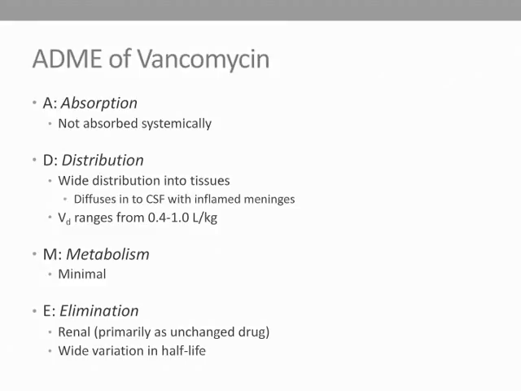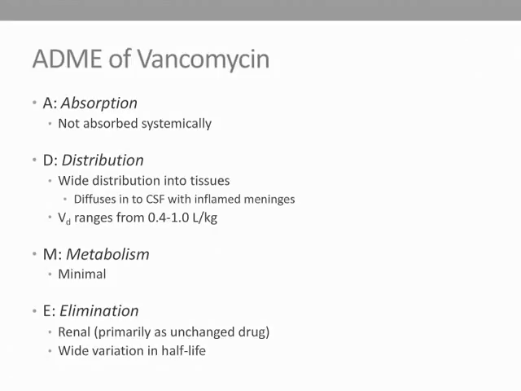Vancomycin is not systemically absorbed when given orally, so only the intravenous form may be used for systemic infections. This drug has a wide distribution into body tissues and can even enter the cerebrospinal fluid fairly well in the setting of meningitis when the meninges are inflamed. Vancomycin has a volume of distribution that varies widely from 0.4 to 1 liter per kilogram.